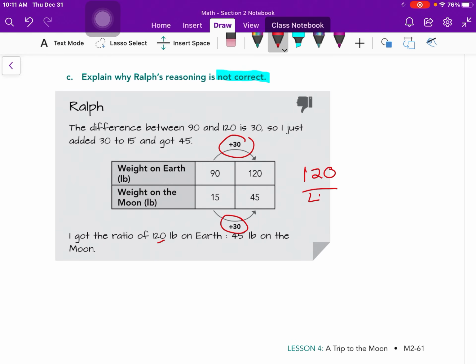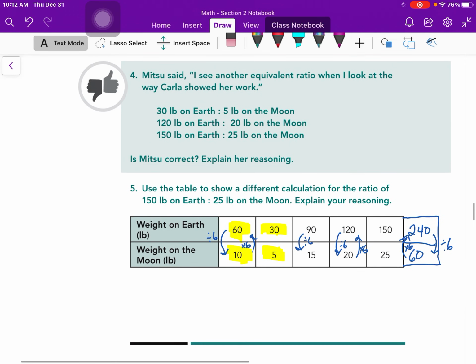I can double check though, and I can do 120 over 45. And if I wanted to divide to get it down to 6, because 6 over 1 is my unit rate, 120 divided by 20 would give me 6. But 45 divided by 20 is not 1, which is what I want. So Ralph is going to be incorrect because he used more additive reasoning instead of multiplicative reasoning. Better luck next time, Ralph.